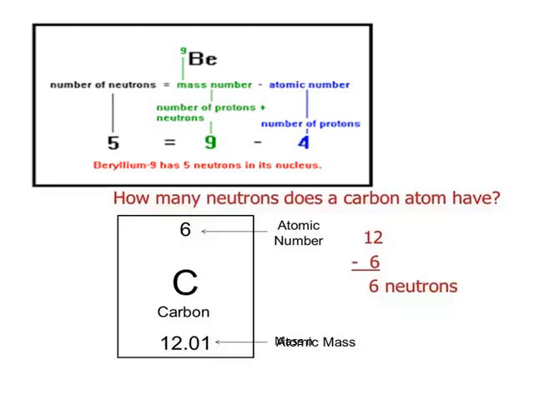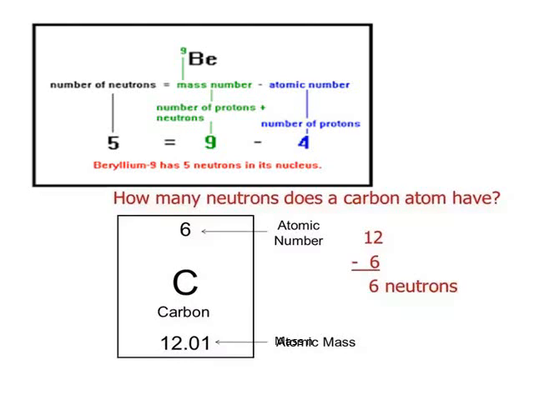Then the atomic number represents the number of protons. Therefore, beryllium has 4 protons. In a neutral atom, the number of protons is equal to the number of electrons. Therefore, the number of electrons in beryllium is also 4. So, overall, beryllium has 4 electrons, 4 protons and 5 neutrons. Let's go to the next example, carbon, C and 12.